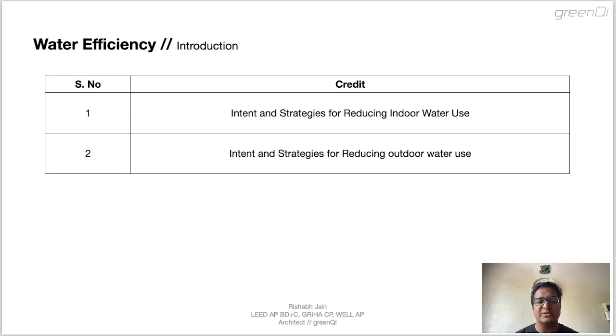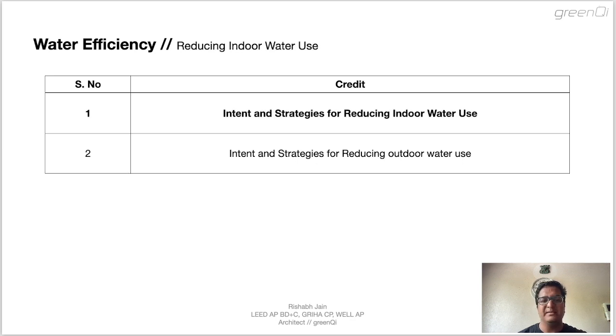Since the video is focused on strategies and intent, we will not go credit by credit in this video. Rather, we will understand the broader concepts around this category, various intents and strategies to improve water efficiency in the project. Make sure you understand the intent and strategies clearly. In any case, please leave a comment. And in this video, we will be only focusing on two things, which are intent and strategies for reducing indoor water use and outdoor water use.